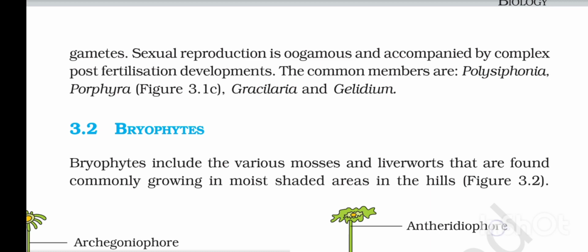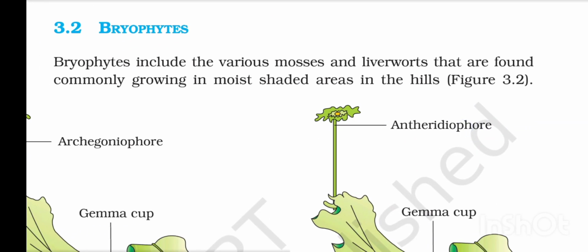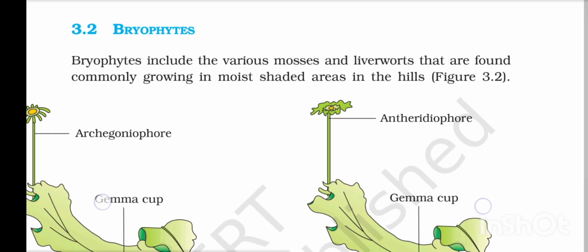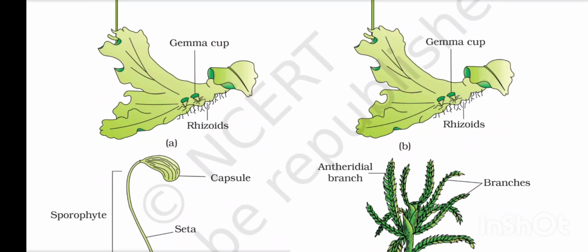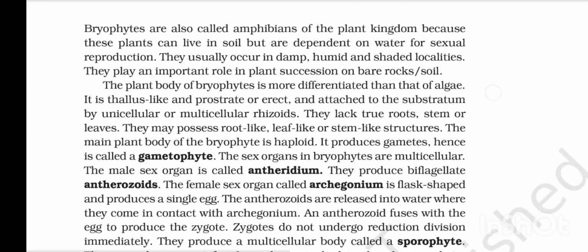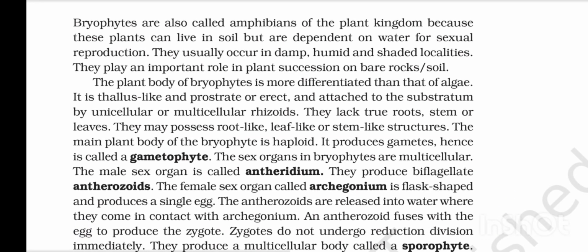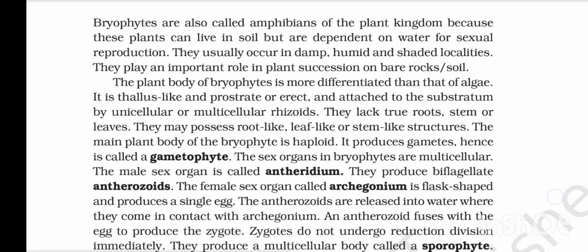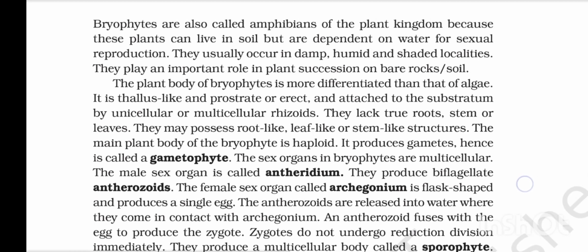3.2 Bryophytes. Bryophytes include the various mosses and liverworts that are found commonly growing in moist, shaded areas in the hills. Bryophytes are also called amphibians of the plant kingdom because these plants can live in soil but are dependent on water for sexual reproduction. They usually occur in damp, humid, and shaded localities. They play an important role in plant succession on bare rocks and soil.